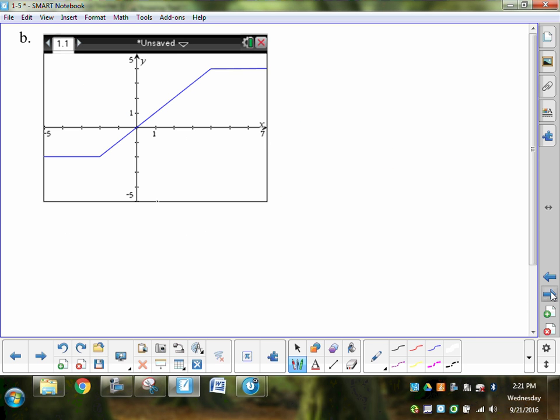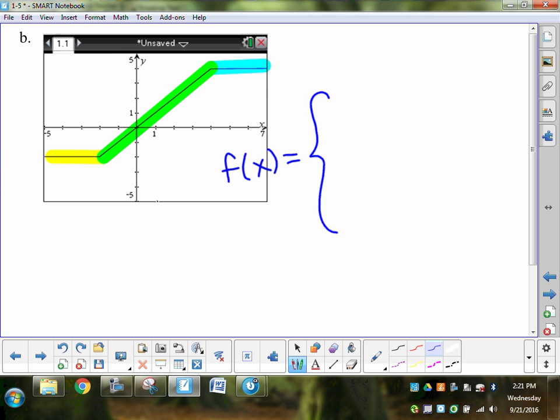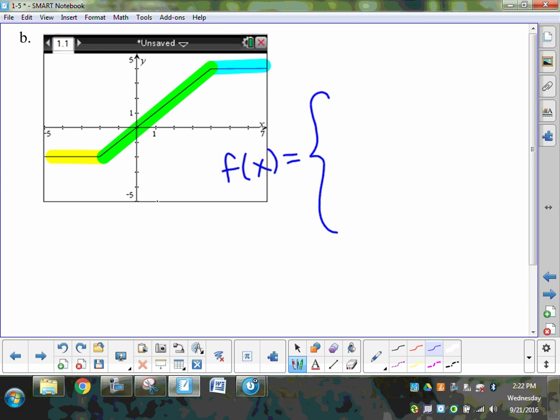How many pieces are there in 6b? Hands up if you can tell me that. How many pieces would we have? Yeah? 3. So I'm going to go through and make note of that. Identifying the pieces is super important. 1, 2, 3. So when I list this out, my f of x is going to need to accommodate those 3 pieces.